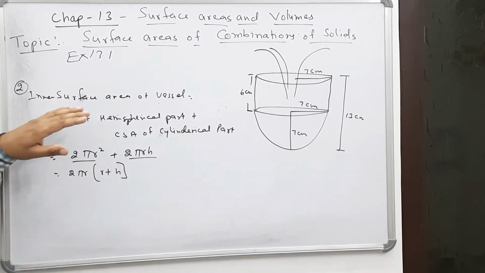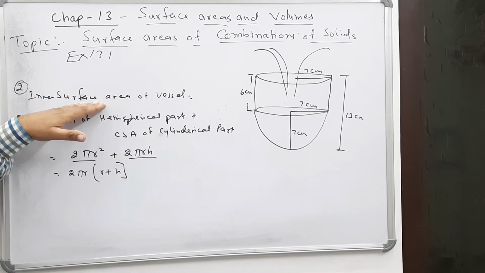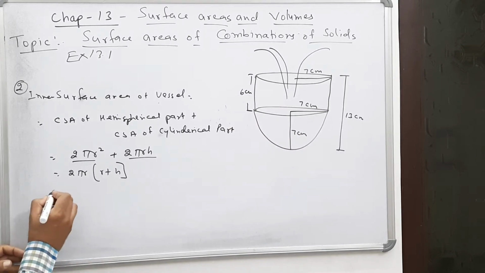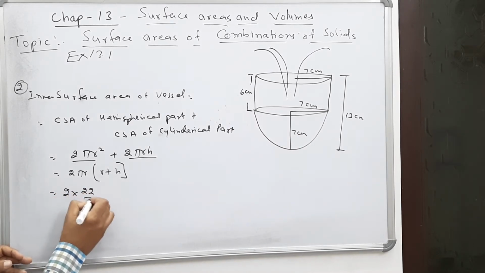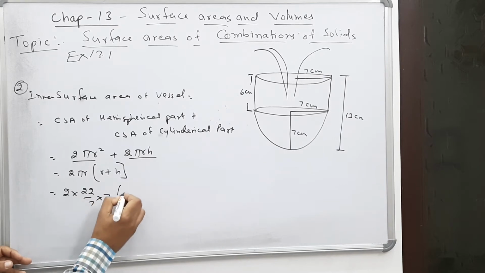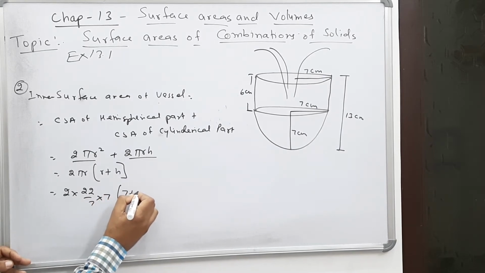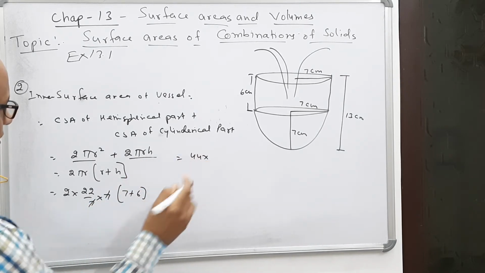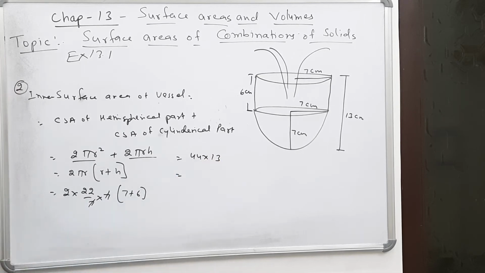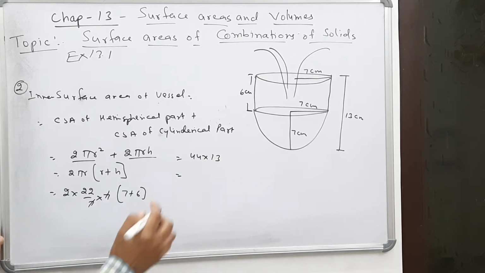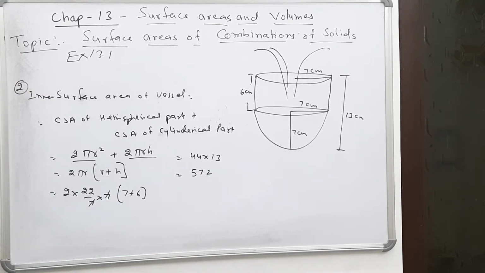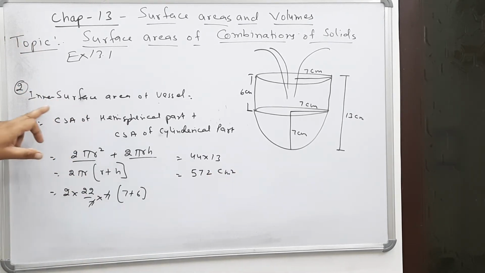Some students get confused whether we have to find curved surface area or total surface area. Here the main part is we want the surface area of this particular vessel. So put the value here. It is 2 into 22 upon 7. The radius is 7 and the height of the cylinder is 6, so r plus h is 13. This 7 and 7 cancel. It is 44 into 13. If you multiply, this will be 572 centimeter square. That will be the inner surface area.